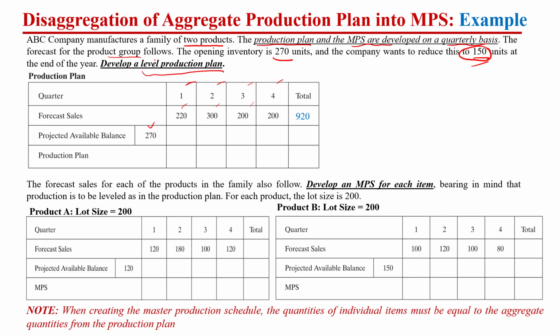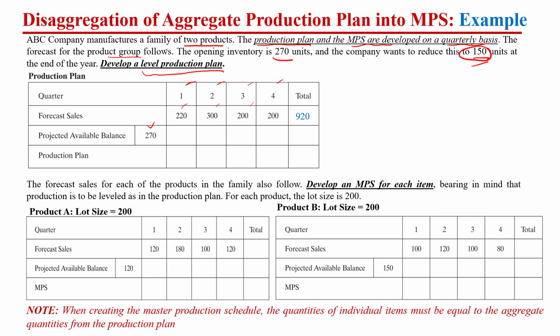This level plan is one type of strategy for developing the aggregate production plan. We can choose multiple types of strategies in order to develop the aggregate production plan, and level is one of the simplest forms. The basic idea in the level production plan is that I do not want to change my production capacity, or you can say I do not want to change my production quantity on a quarterly or monthly basis. I just want to produce in a smooth way.